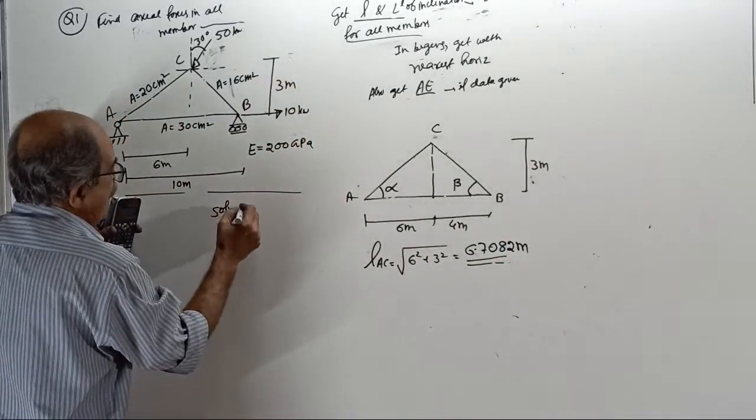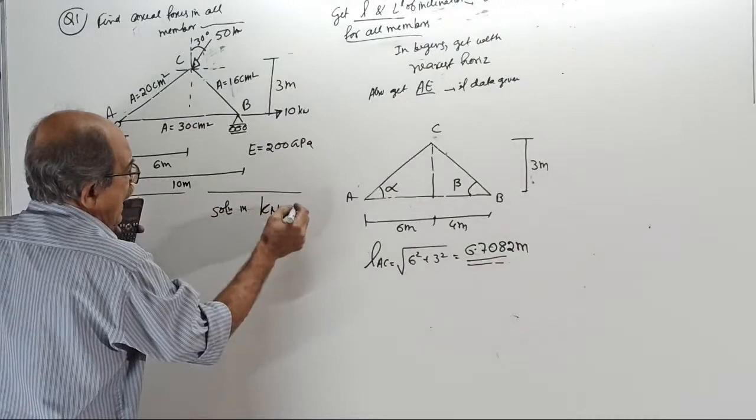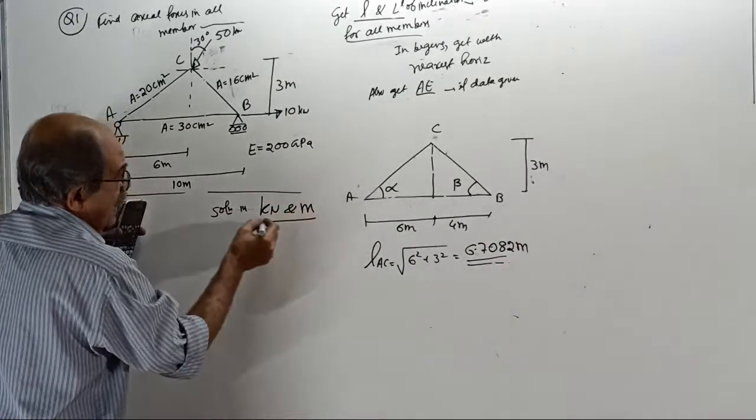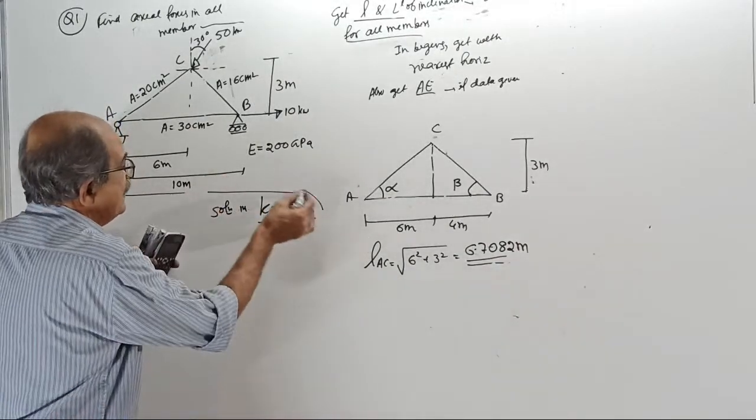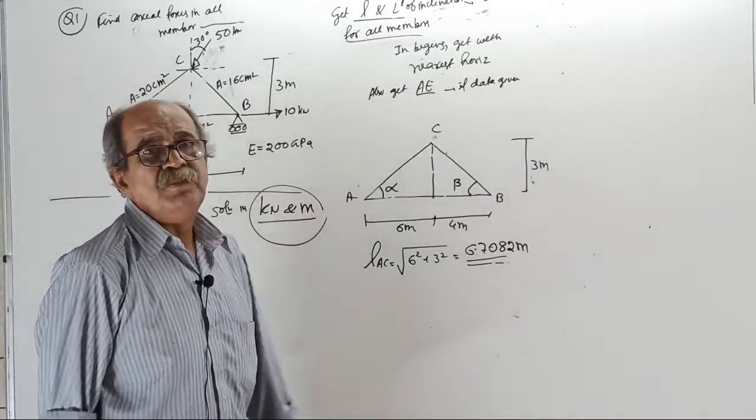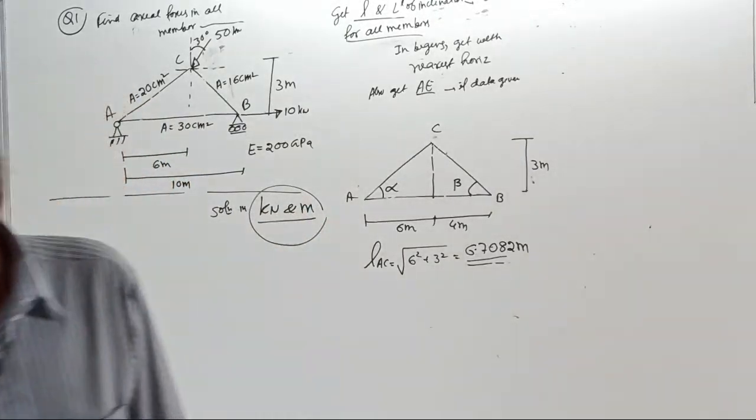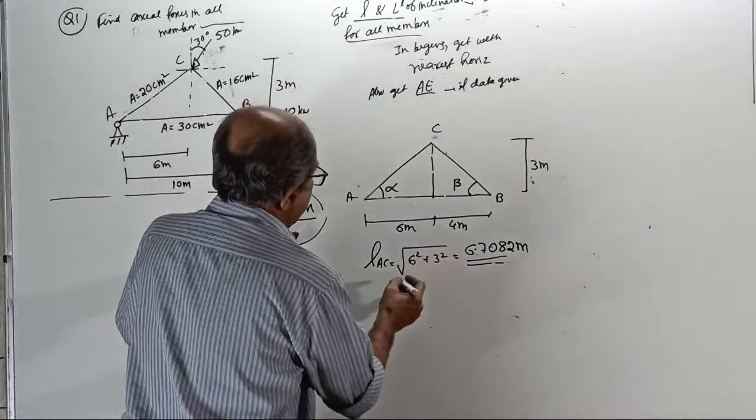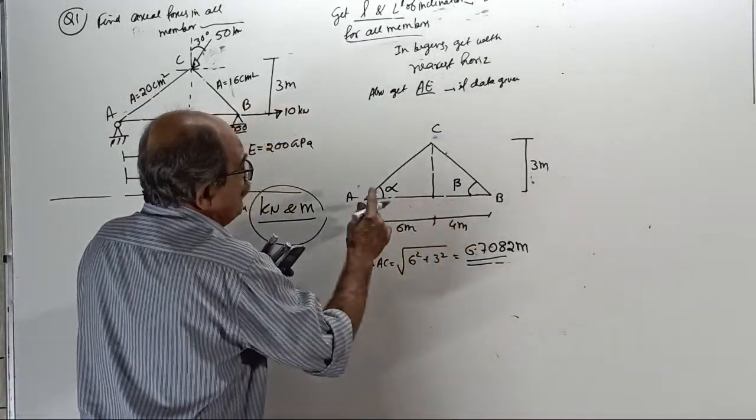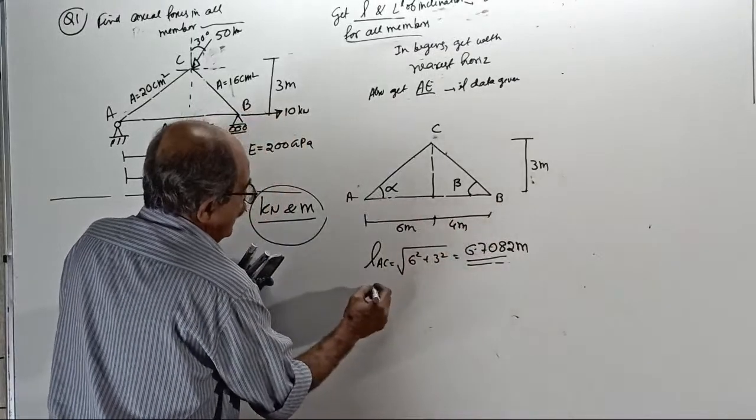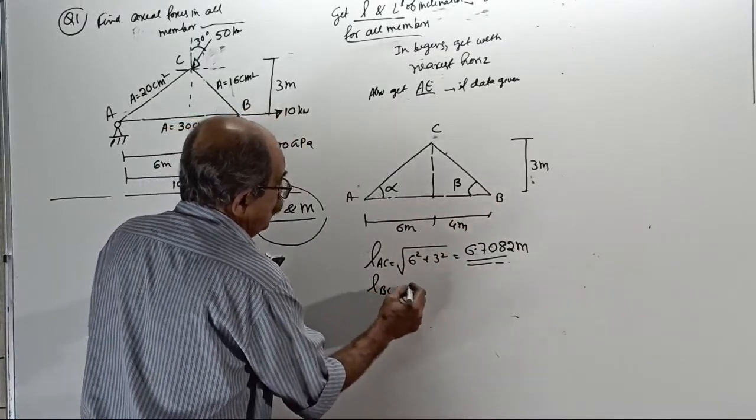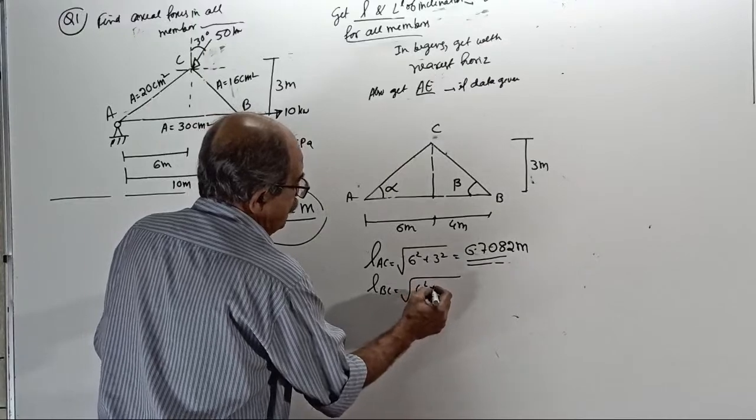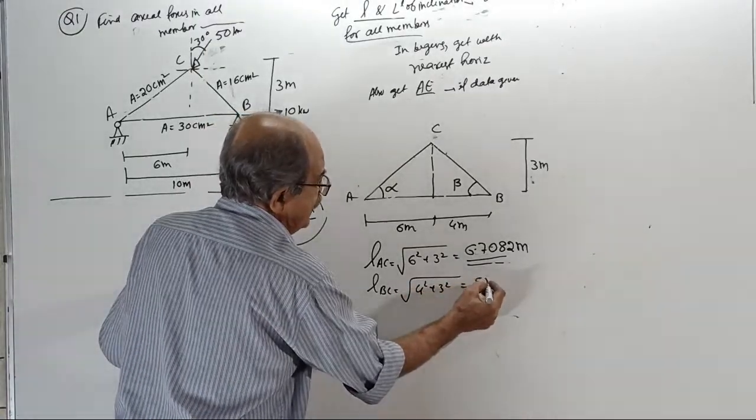And remember, the solution will be in kilonewton and meter. You be careful, this is also important. Units like in the beam problem, solving is in kilonewton meter. Length of AB is not required because 10 meter you can see here. Length of BC equals root of 4 square plus 3 square, which is 5 meter.